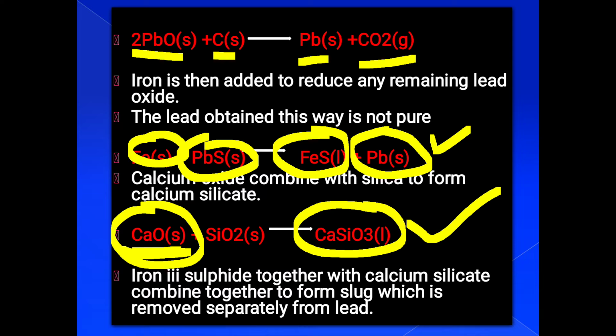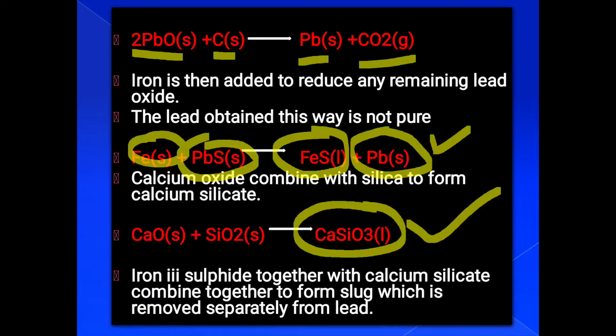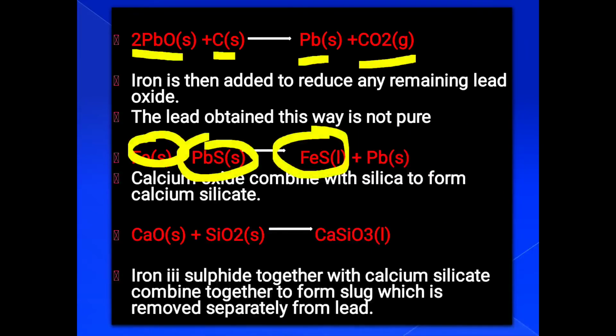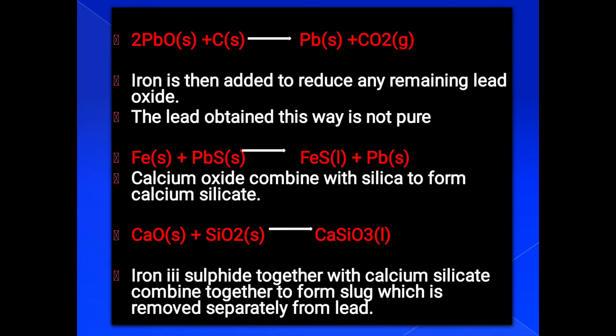The iron(II) sulfide together with calcium silicate combine to form a slag, which is removed separately from lead. And by so doing, we have lead metal.